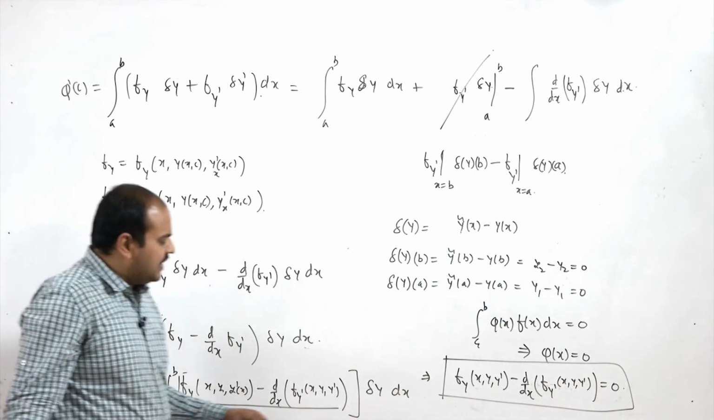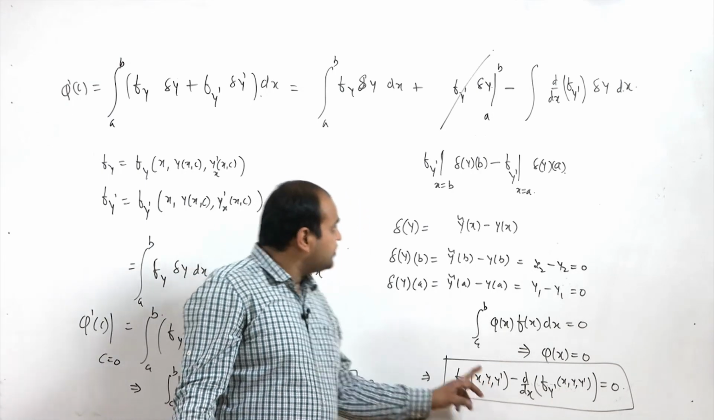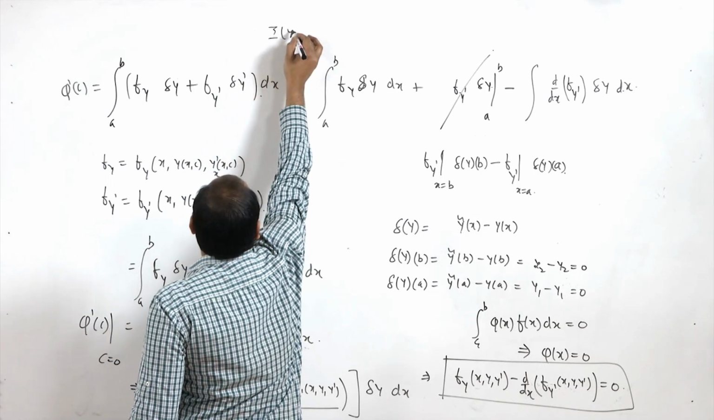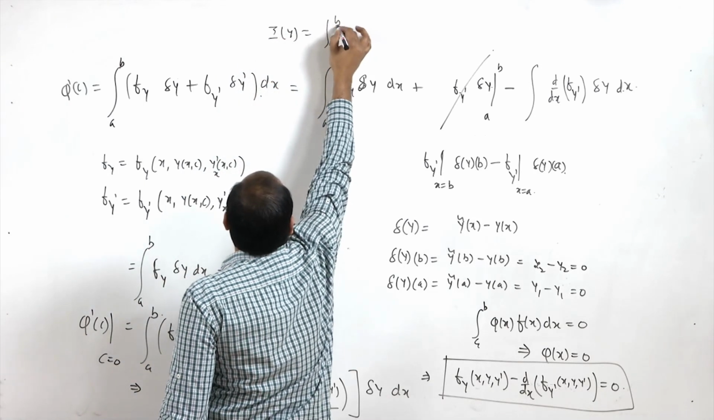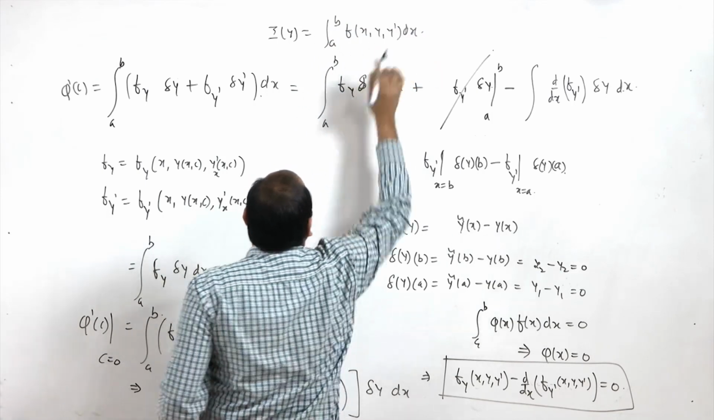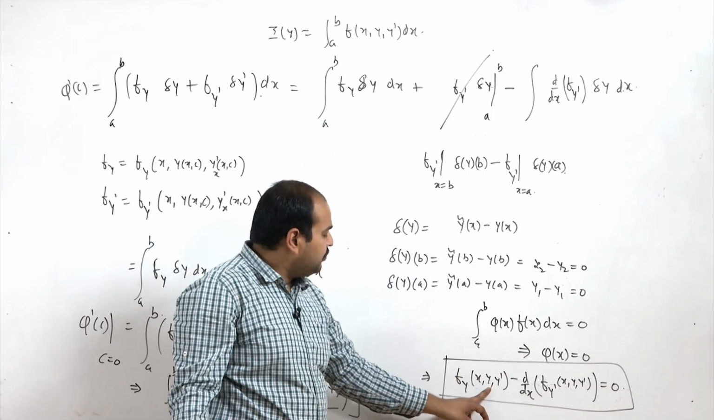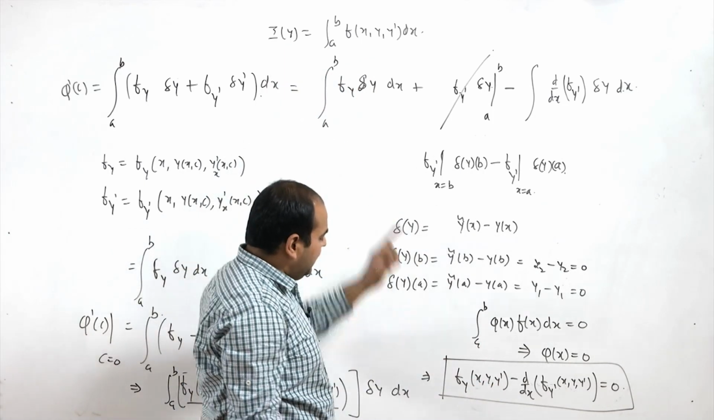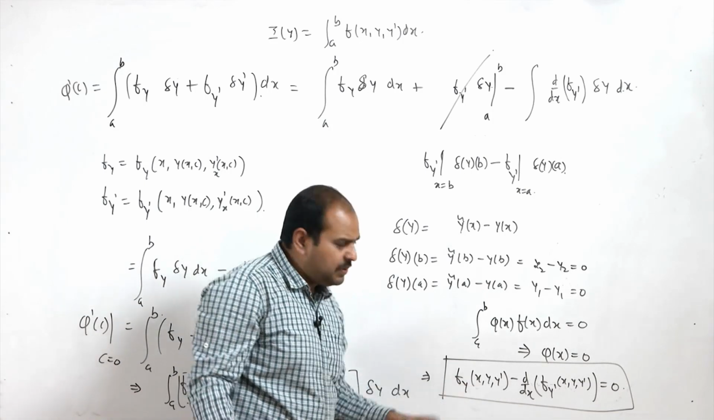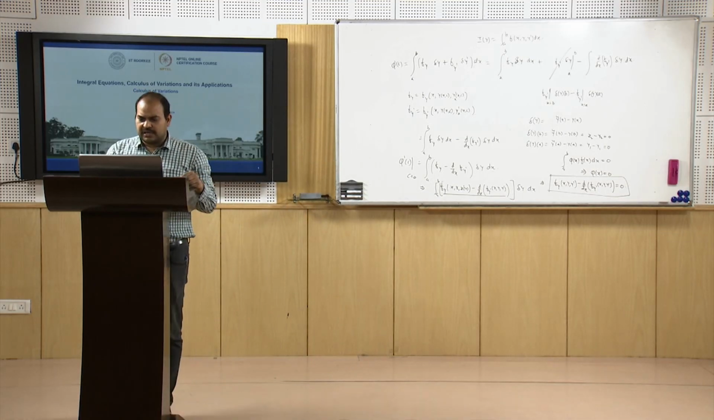equation. So, it says that if y is the curve which extremizes the functional, I am just writing this functional, I of y is equal to the integral from a to b of f(x, y, y') dx. If y is the curve which extremizes this, then this y must satisfy this equation. This is a differential equation. If you simplify this, this will be a second order differential equation.